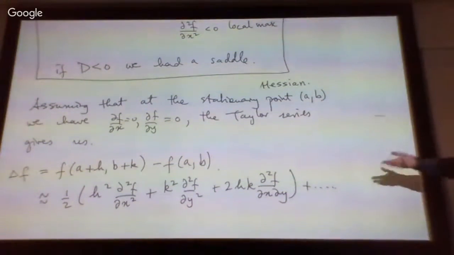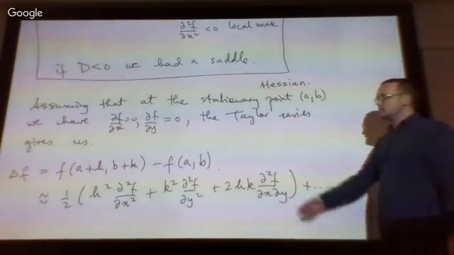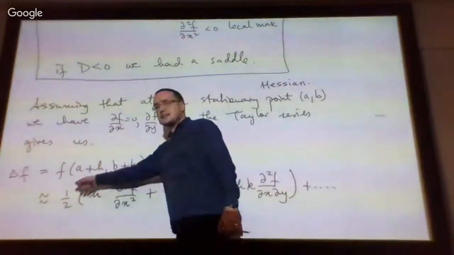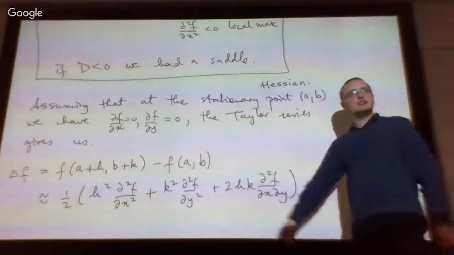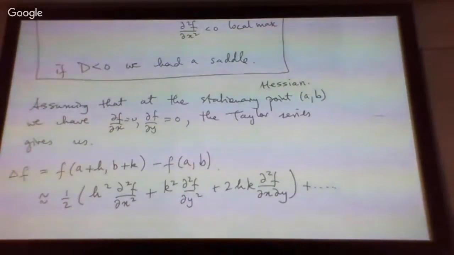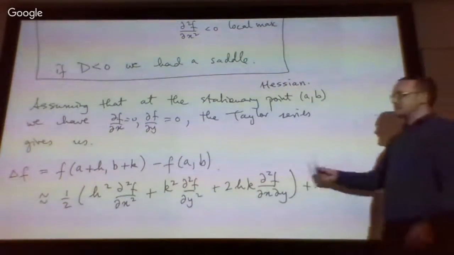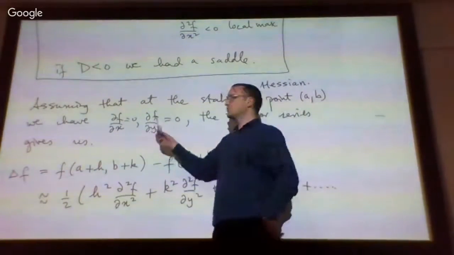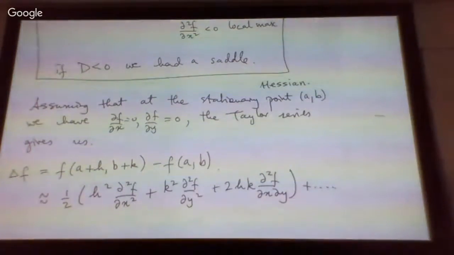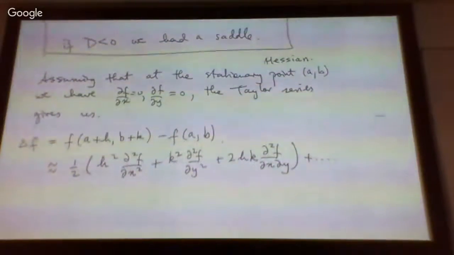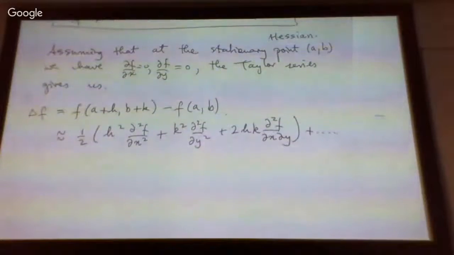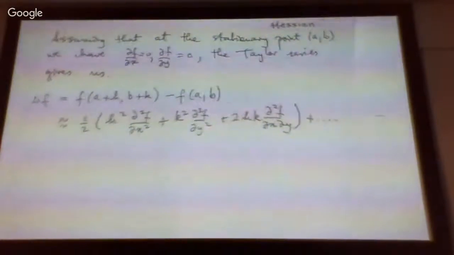Okay, so this comes from the Taylor series. Normally, when you look at delta f, you'd expect to see the order 1 terms there as well. The something times h plus the something times k. But in this case, we don't, because those first order partial derivatives are equal to 0, so they're not present.